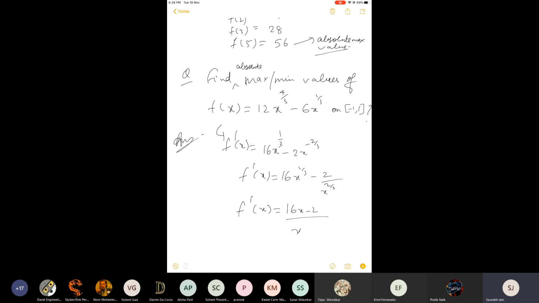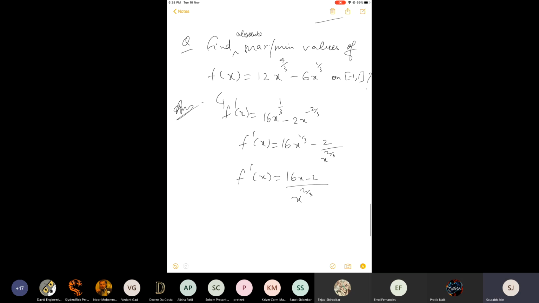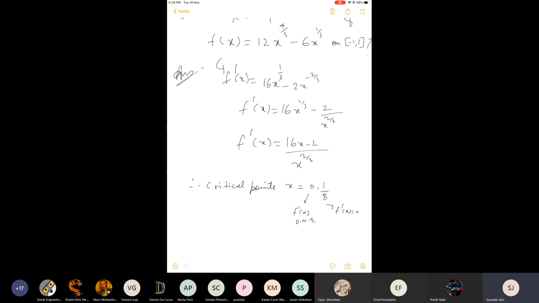I'm talking about critical points. Two types of points means critical points are a combination of those points where f dash x is 0 or it becomes non-differentiable. So critical points here will be x equal to 0 and 1 by 8. Why? Because for 0, f dash x does not exist, as the denominator becomes zero. And for 1 by 8, it becomes 0. That is why. So now you can see clearly both of them are part of this interval, minus 1 to 1.